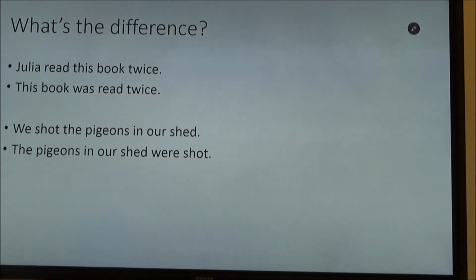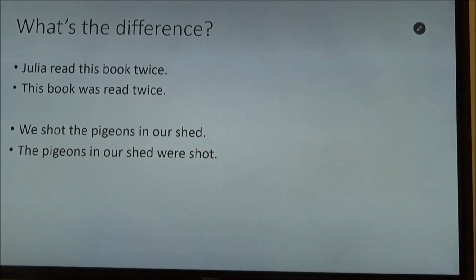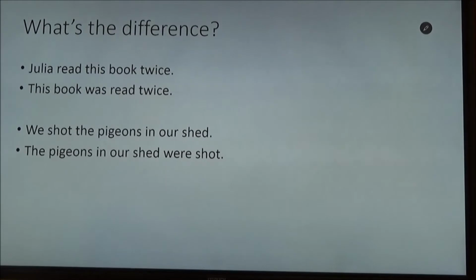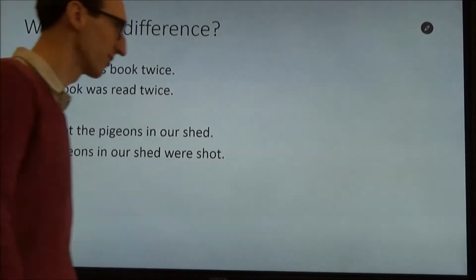Yeah. In the first sentence, Julia is the subject, and she is reading this book twice, so she is performing an action. Excellent. In the second sentence, this book was read twice, so this book is the subject, but unlike Julia, it's not performing an action, but it's engaged by something or somebody else. Yeah, it undergoes an action. Very good, excellent.